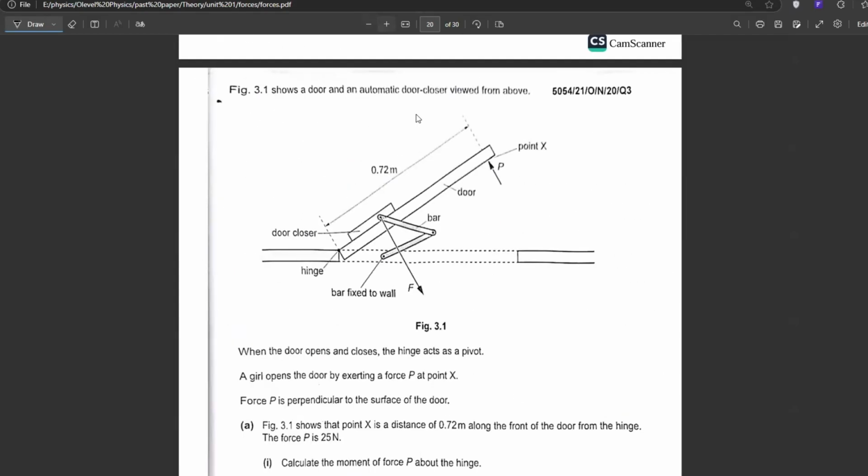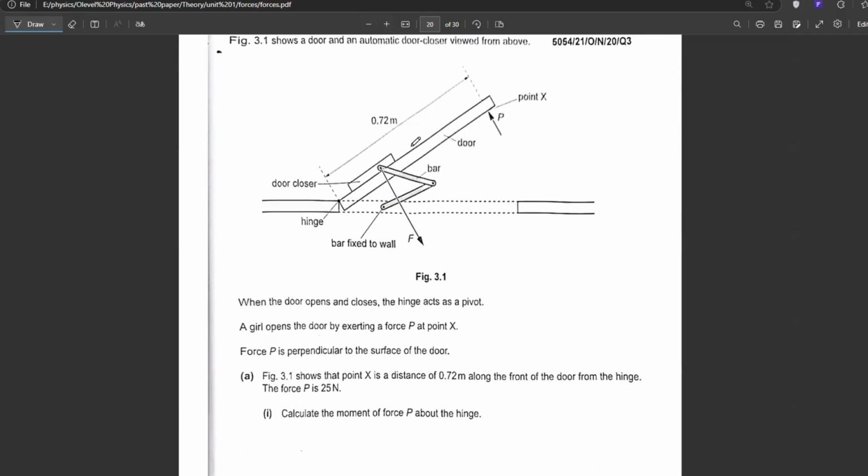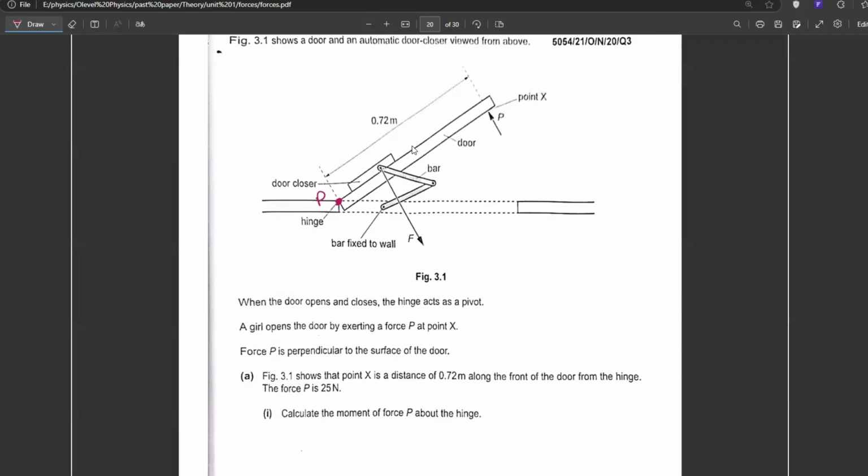Figure 3.1 shows a door and an automatic door closer viewed from above. When the door opens and closes, the hinge acts as a pivot. So this thing basically is a pivot. A girl opens the door by exerting a force P at point X. Force P is perpendicular to the surface of the door. Figure 3.1 shows that point X is a distance of 0.72 meters along the front of the door from the hinge. The force P is 25 Newton.